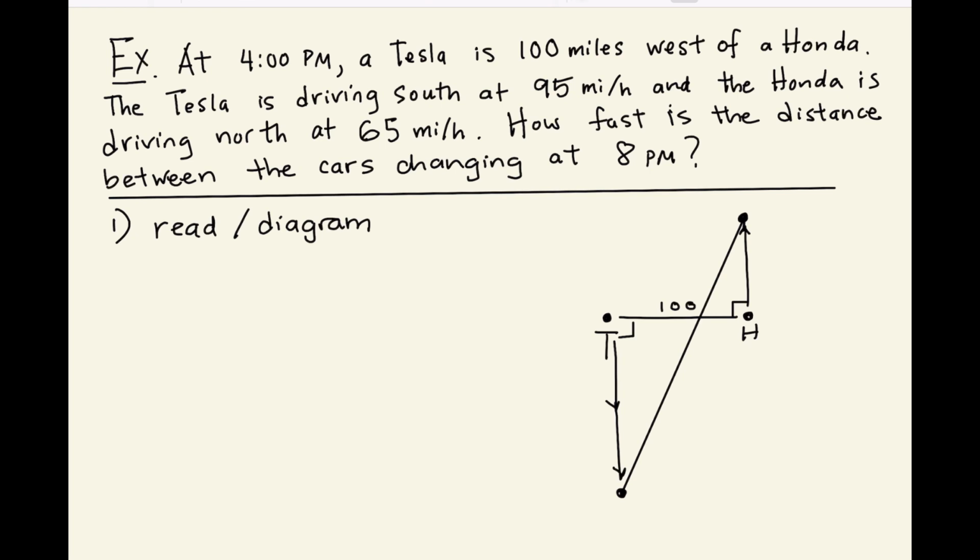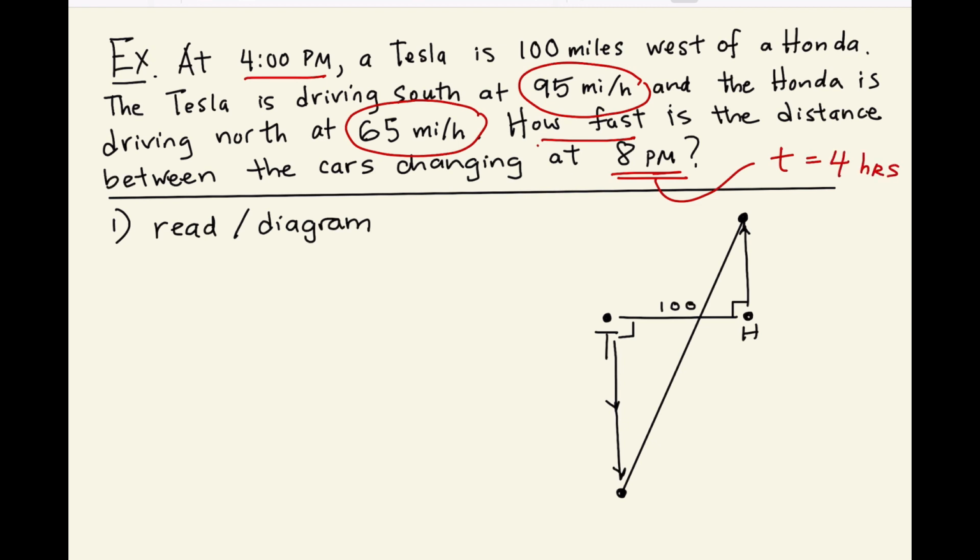Okay, so just a couple other things. I'm going to reread it again. At 4 p.m., the Tesla is 100 miles west of the Honda. We've got that. The Tesla is driving south at 95 miles per hour, and the Honda is driving north at 65 miles per hour. So I've got two rates here, and I'm looking for how fast the distance between the cars is changing at 8 p.m. So that's another way of saying 4 hours have elapsed. So that is my first step.